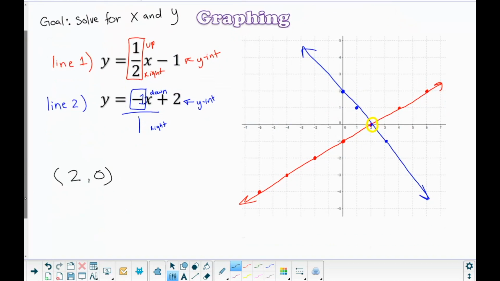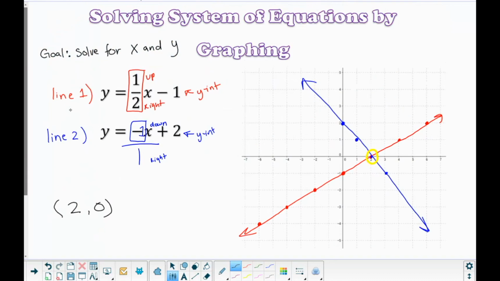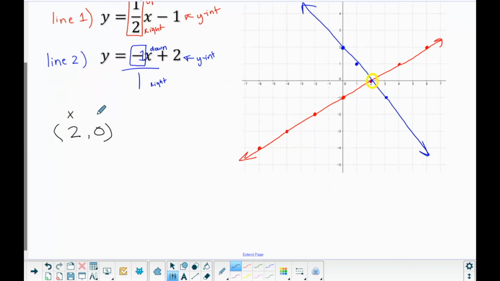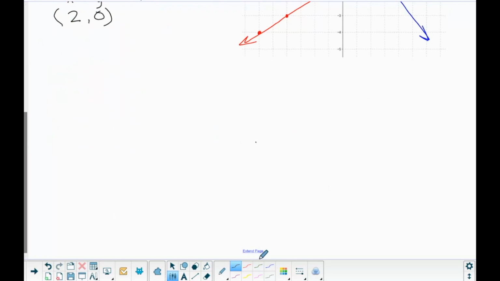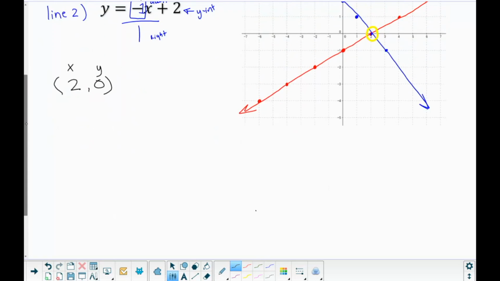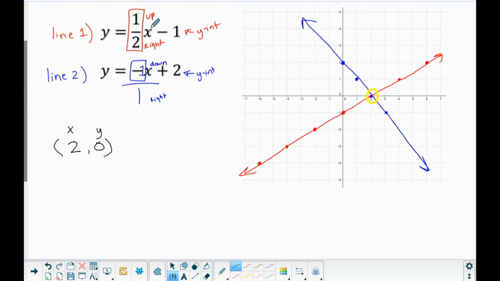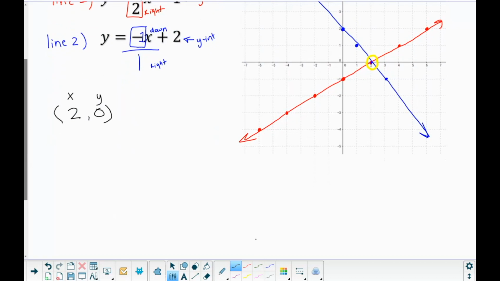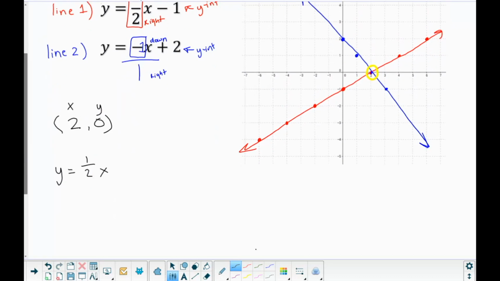Now, how do I know this is the solution? Because this is the only x, y that will satisfy both equations. What does that mean? It means if I were to plug in this x and y, it would give me a true statement for both. So for example, let's look at our first. y equals 1 over 2x minus 1.